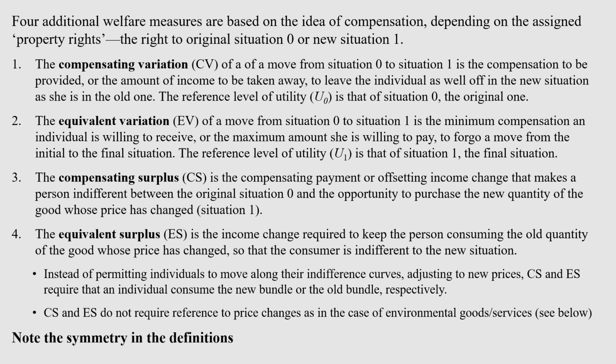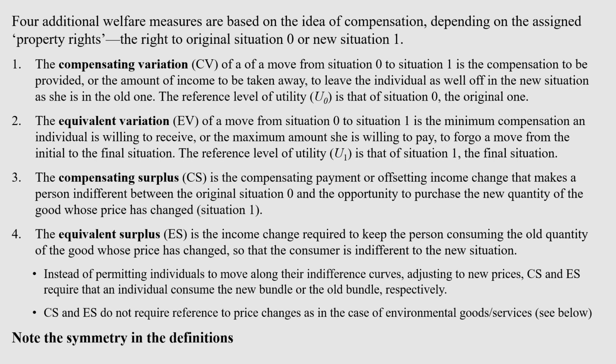Then we also come to two other measures which rely on the fact that we don't have prices. So the compensating surplus is the compensating payment or offsetting income change that makes a person indifferent between the original situation and the opportunity to purchase the new quantity of the good whose price has changed, so situation 1.